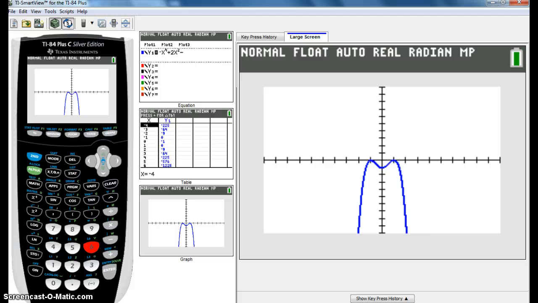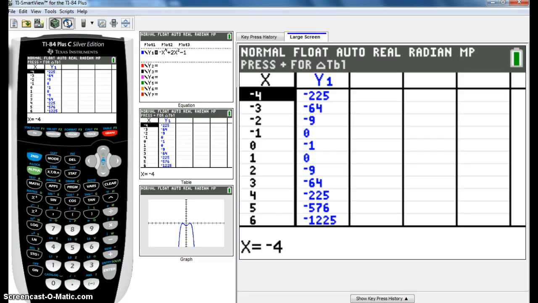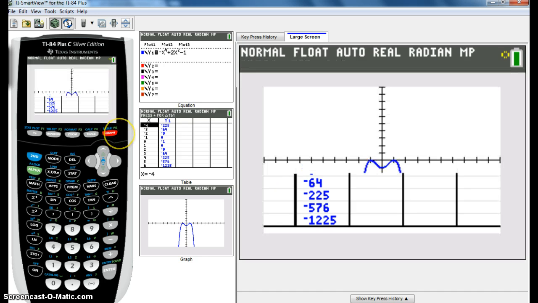Let's go ahead. Before we do that, let's hit second, graph, and then taking a look here at some values, -2, -1, 0, 1, and 2. That might be enough. Go back to my graph and see if I can use those values.